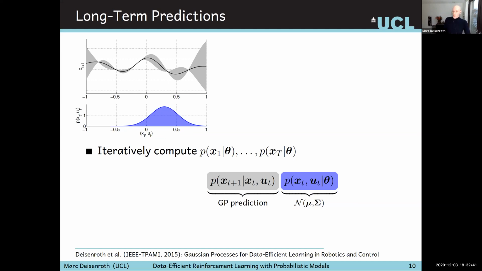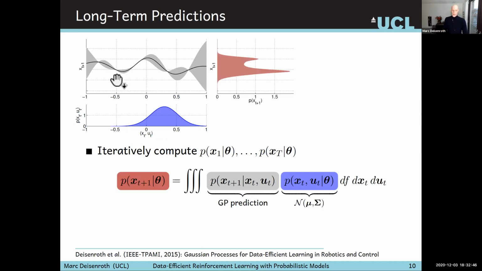In order to compute the distribution of x_{t+1}, that is the distribution of the next state, we have to solve an integral, or triple integral, where we integrate out all quantities that are uncertain. We have a joint distribution on x and u, the state and the control signal, but we also have a distribution on the transition function. That means we also have to integrate out with respect to the Gaussian process distribution. If we do that, we get this red distribution over here. That would be the distribution of the state at time step t+1.